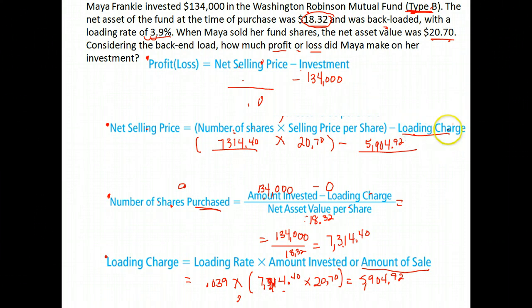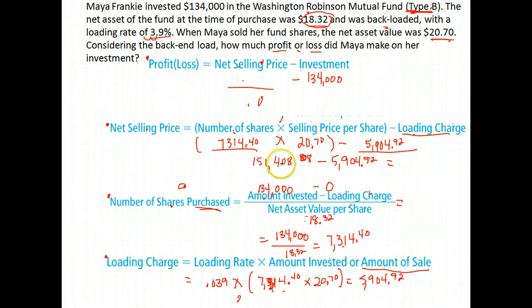Okay, if this were front loaded, we wouldn't have a loading charge here. We would have paid at the beginning. All right, let's go ahead and calculate that. So do our order of operations. So multiply first. So we do 7,314.4 times 20.7. That gives us $151,408.08. We're going to subtract the loading charge, which was $5,904.92. And we go ahead and do that.